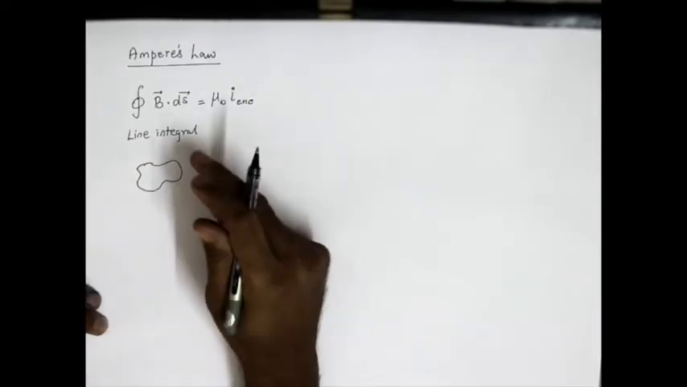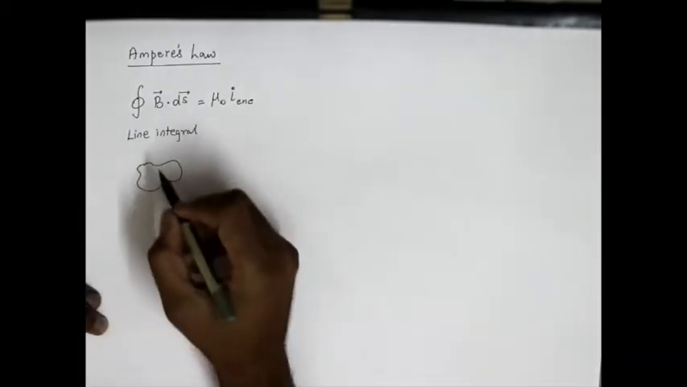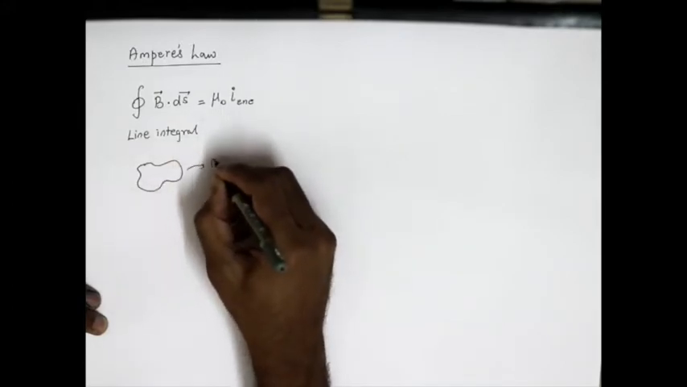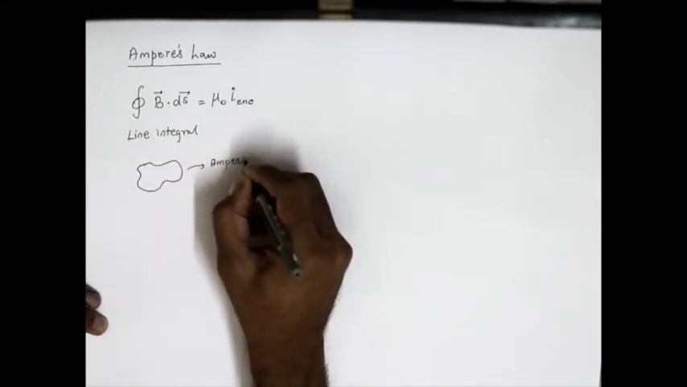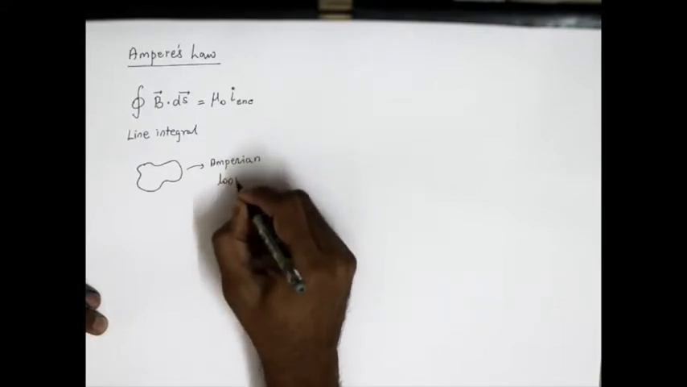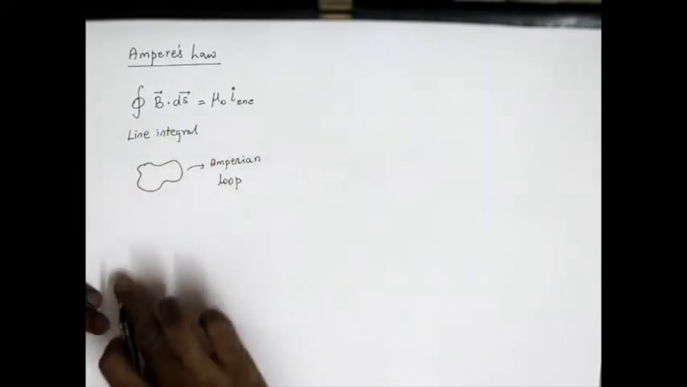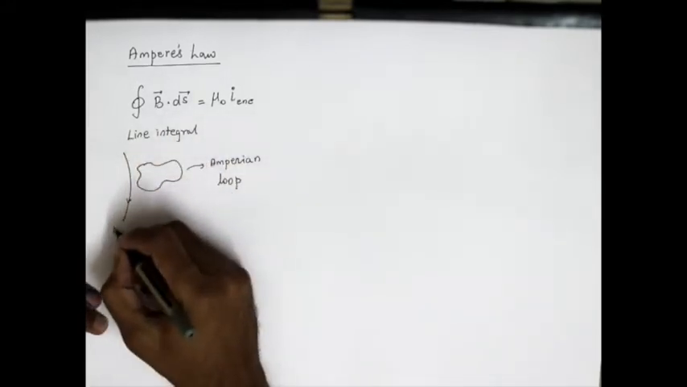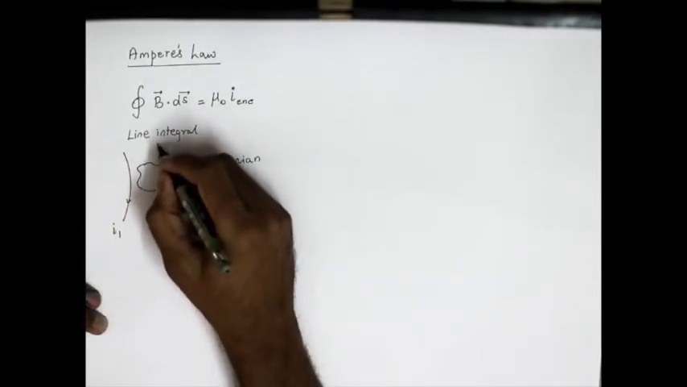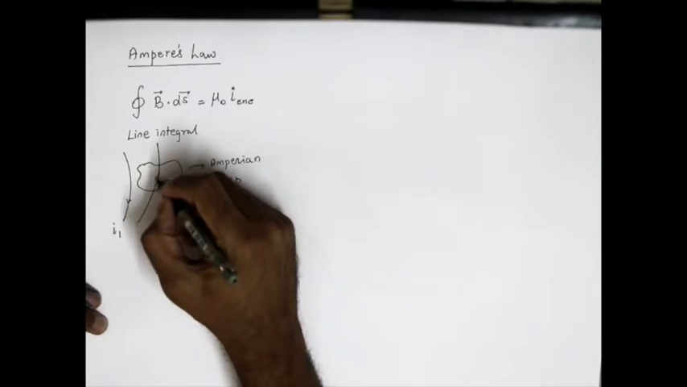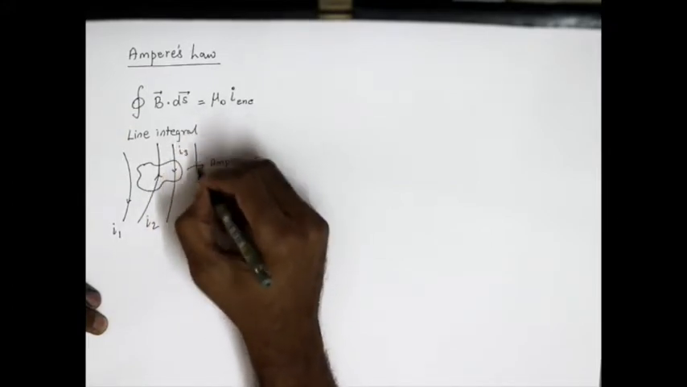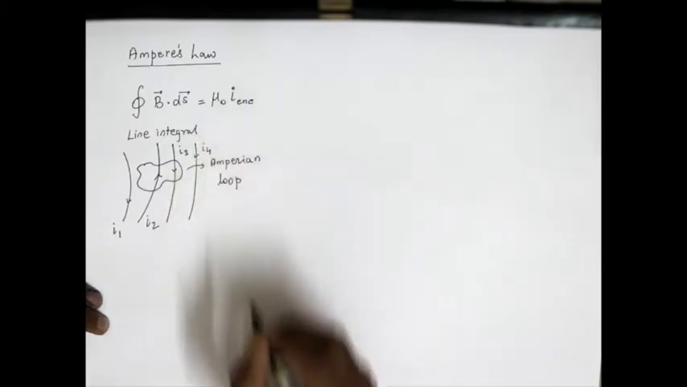So let us do this via a particular example. Continuing to take this loop, this is called an Amperian loop, A-M-P-E-R-I-A-N. Now let us add certain wires to it. This is one wire, it is carrying a current I1. There is another current wire that goes like this. This is I2. There is another one like this. This is I3 and this is I4.